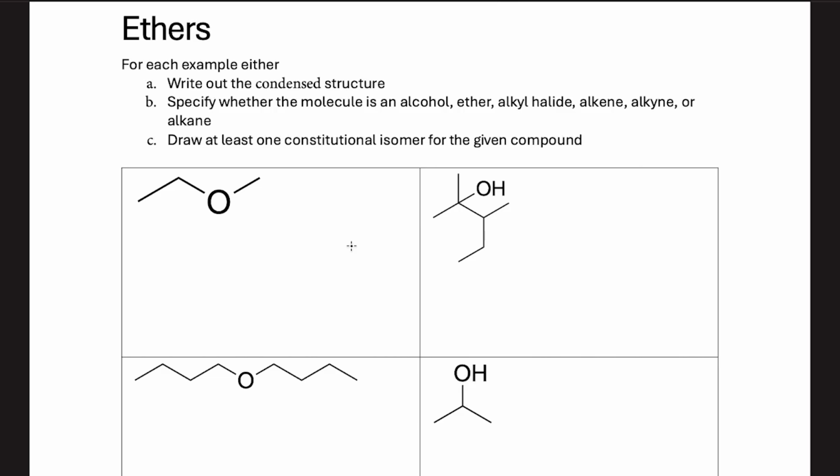I'm going to draw the very first constitutional isomer that comes to mind. And if you guys got it, well, high five, right? If you didn't, that doesn't mean you're wrong.